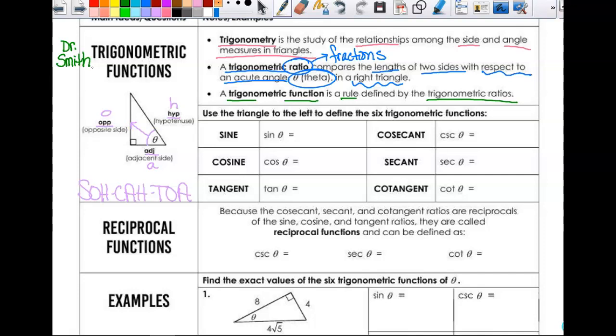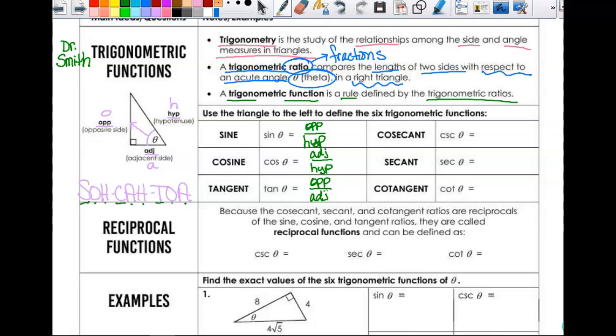Don't get that wrong. Okay, so what this little acronym tells us, this SOH, that is sine, is opposite over hypotenuse. So sine is opposite over hypotenuse. Cosine is adjacent over hypotenuse. And tangent is opposite over adjacent. That is 100% review, something you're expected to already know.